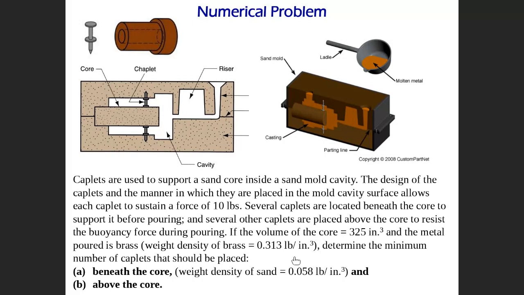So let me highlight. This is the weight density of the sand. This is the weight density of the brass. This is the volume of the core. That is what is given: the volume of the core, weight density of the brass, and weight density of the sand. We need to know how many chaplets we put below and how many we put above. This is the question.